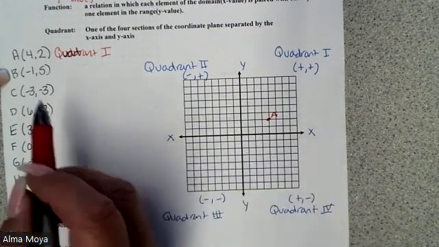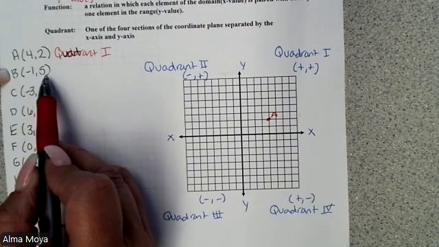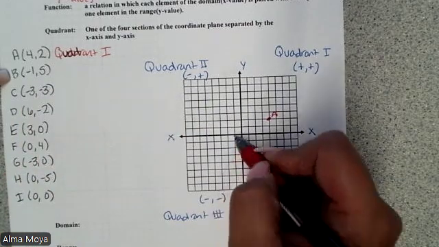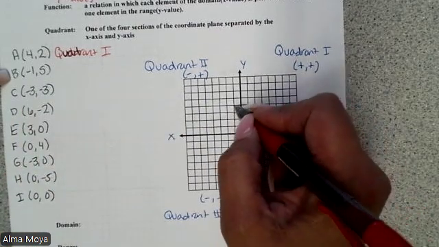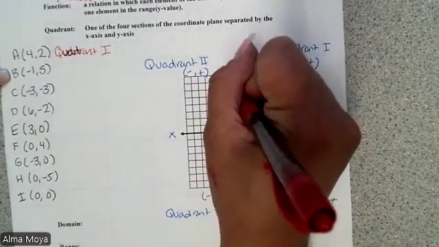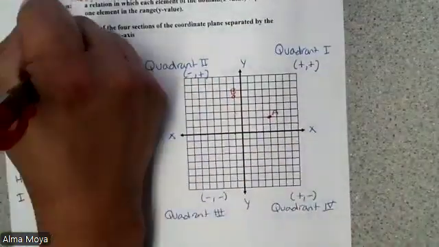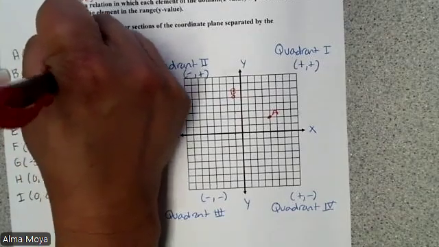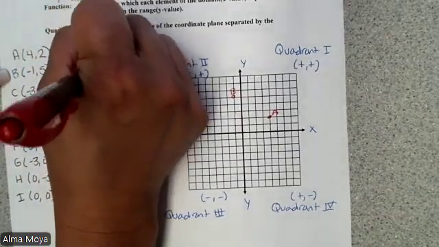B, the X value is a negative 1, the Y value is a 5. So the X is a negative 1, the Y is a 5. 1, 2, 3, 4, 5. That is in quadrant 2.